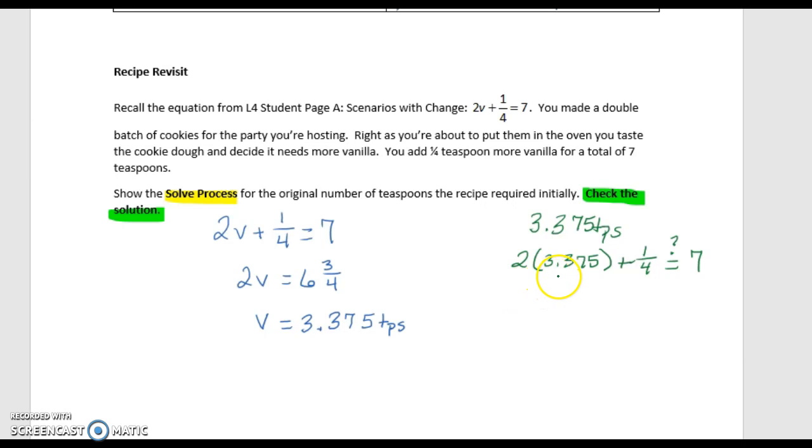And so when I take 2 times 3.375, I end up with 6.75. And I'm going to add 1/4, and I end up with 7 equals 7. So I know my work was correct.